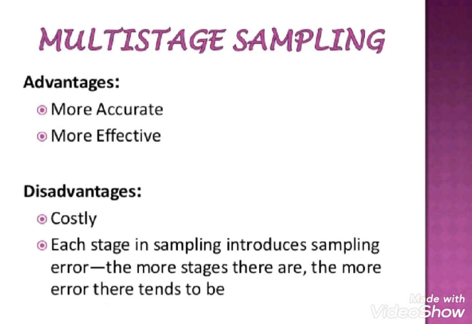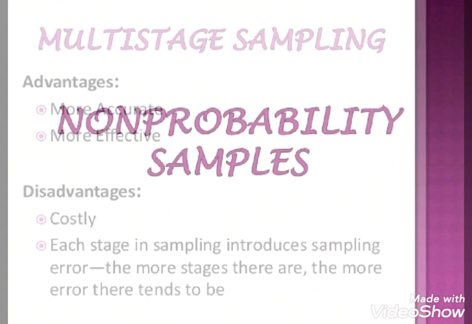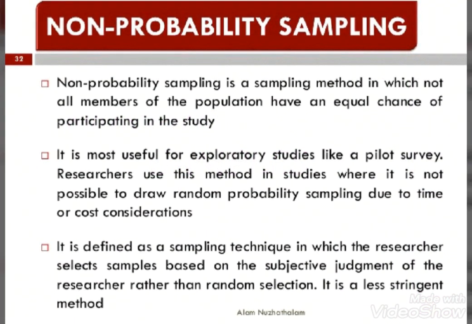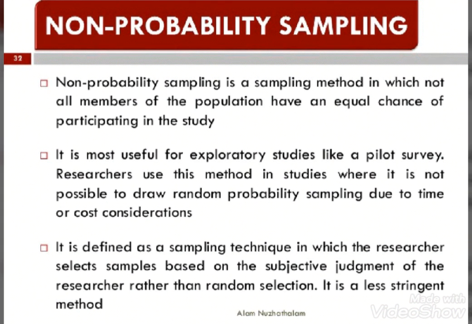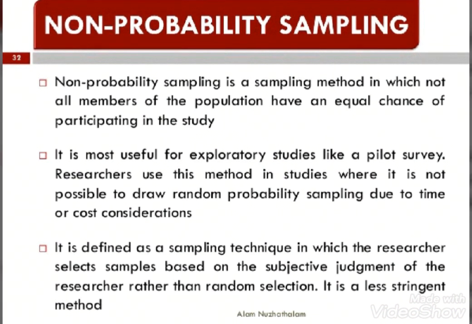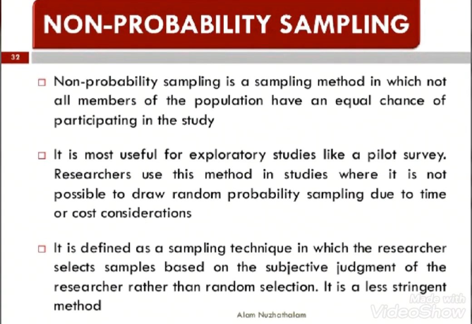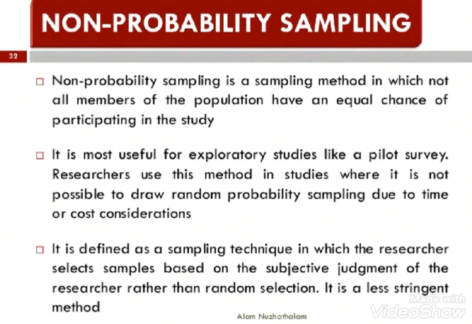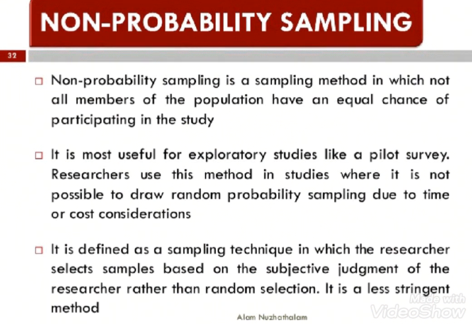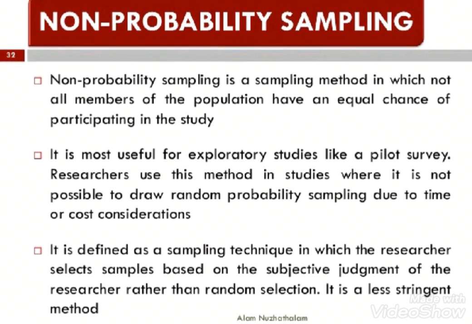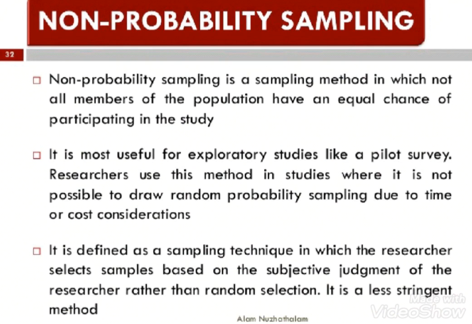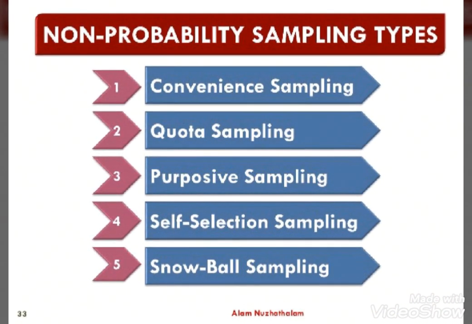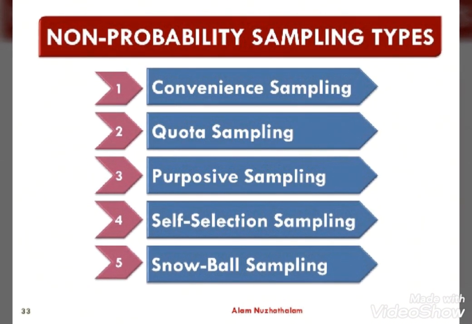Then we will go for the second method of sampling, that is non-probability sampling. Non-probability sampling is a sampling method in which not all members of the population have an equal chance of participating. So here the word non-probability means you don't have random selection methods; you have some criteria for your samples, where not all members get an equal chance of participation. In this there are 5 types which you have already seen: convenience, quota, purposive, self-selection and snowball.